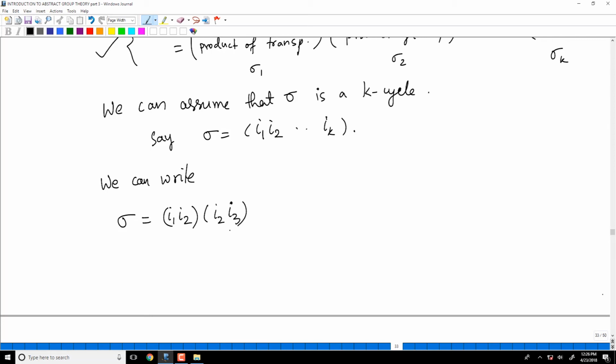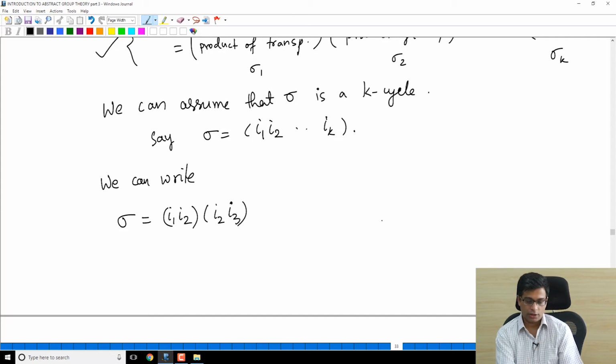I2, I3. So now whatever I write here, let's ensure that I2 does not appear in any of these. Then in order to figure out what is the image of I2 under this product, we have to keep going from right and we hit I2 here. So I2 will go to I3 under this, but then I3 is not present in this, so I2 will go to I3, which is how it should be.